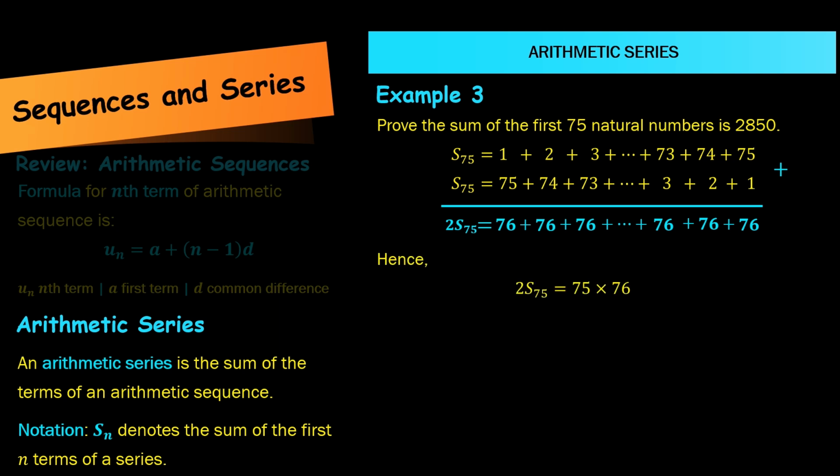So therefore, we have that 2 times S subscript 75 equals 75, because there are 75 of these 76s, so 75 times 76, which is equal to 5,700. And therefore we have that S subscript 75 is equal to 2,850.